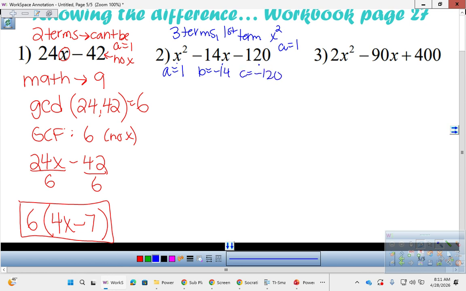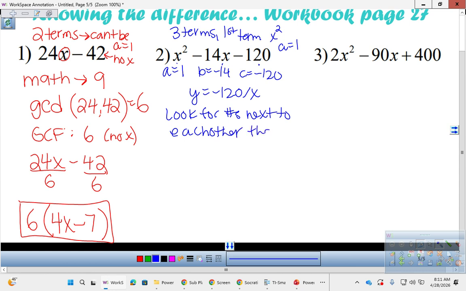I'm definitely going to use my calculator for this one. Negative 120 is a pretty big number. So what I'm going to do is go to my y equals screen, and I'm going to do negative 120 divided by x. And I'm going to look for numbers next to each other that add to negative 14. And those two numbers are going to go in these spots.